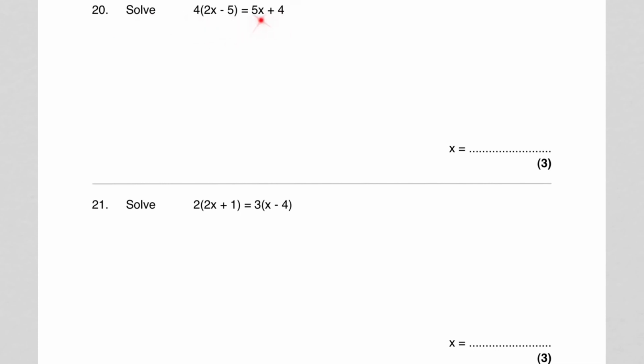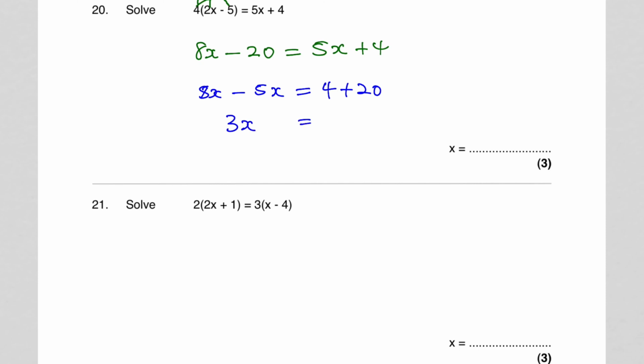We need to expand the bracket, collect like terms, and solve. 4 times 2x is 8x. 4 times minus 5 is minus 20 equals 5x plus 4. Collecting like terms, you can see 5x will be moved here and minus 20 will move over there. So therefore, 8x minus 5x equals 4 plus 20. 8x minus 5x is 3x equals 24.